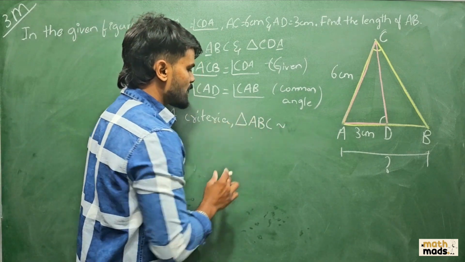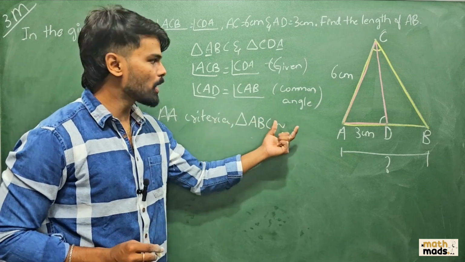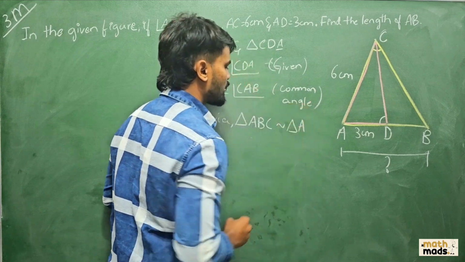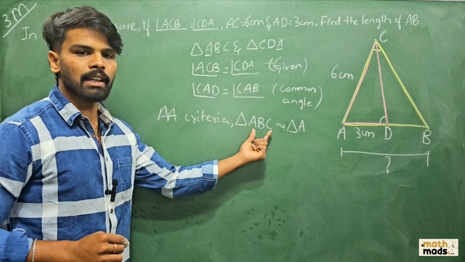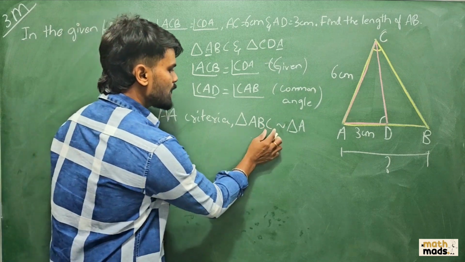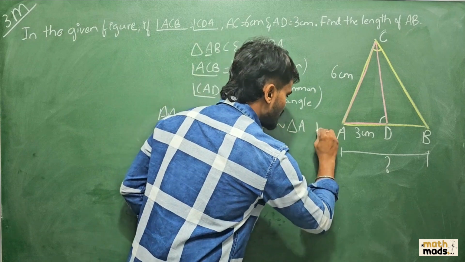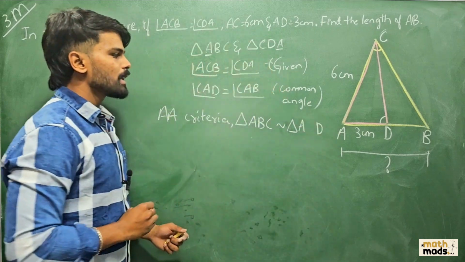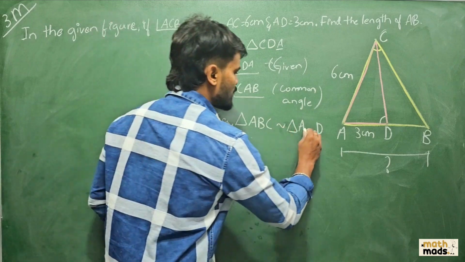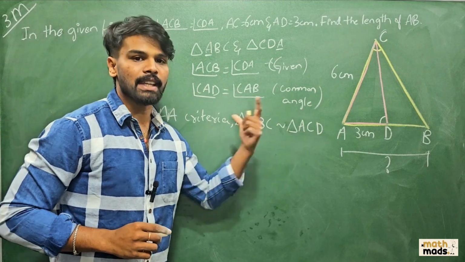So triangle ABC. Which angle is equal to A here? A is equal to A because both of them are common angles. We don't know which angle B is equal to, so we'll just skip to the next thing, that is C. C is equal to D, correct? Angle C is equal to angle D. So I'll just write D here. The remaining thing is C. So triangle ABC is similar to triangle ADC.